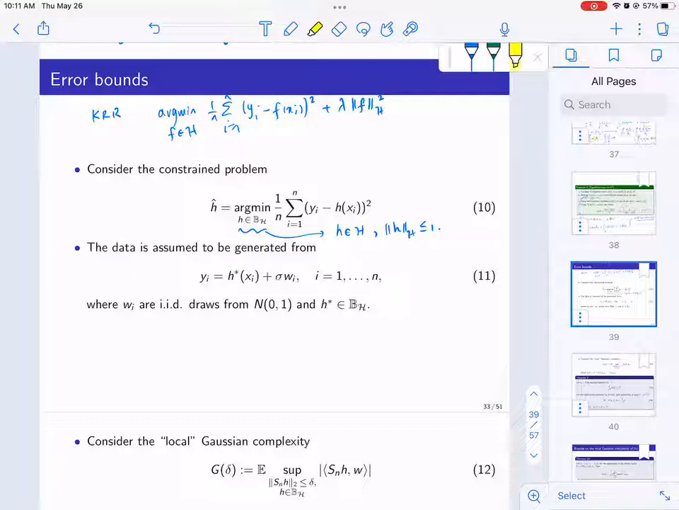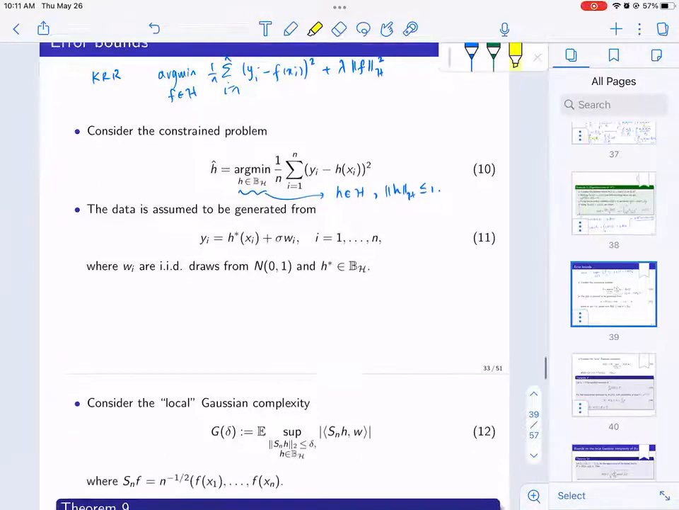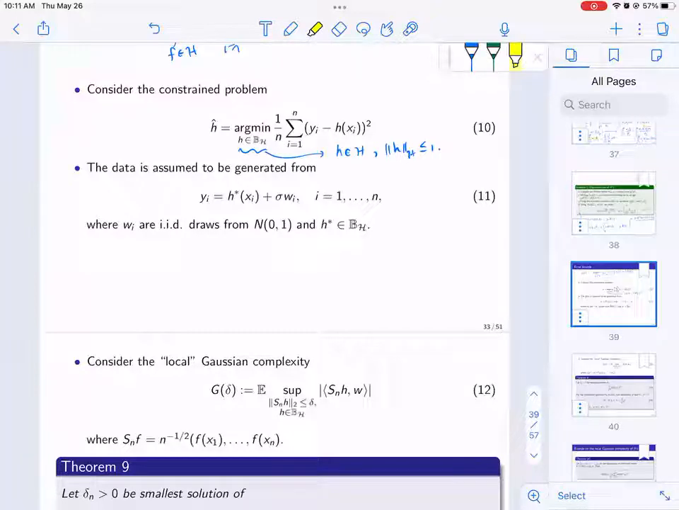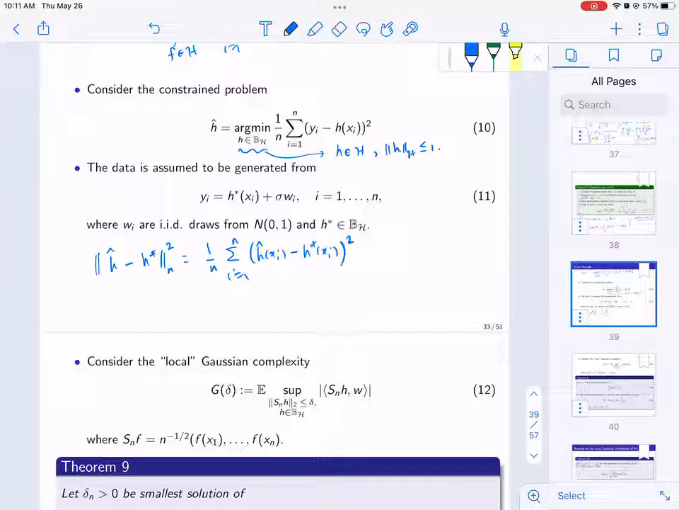Is the setting clear? So what we want to show is something like h hat minus h star, in some norm. I'm going to use the empirical norm. This is by definition the summation i from 1 to n of h hat of xi minus h star of xi, squared. Okay. I want to show that this is, up to a constant, small.